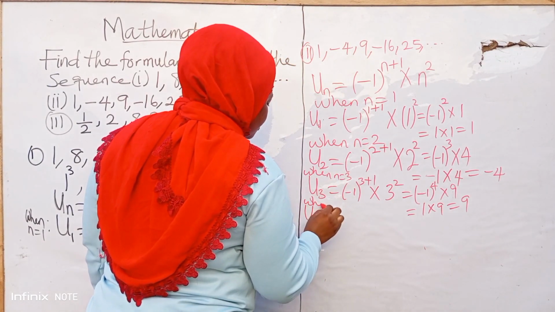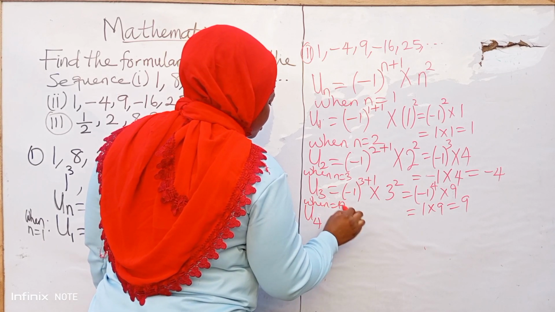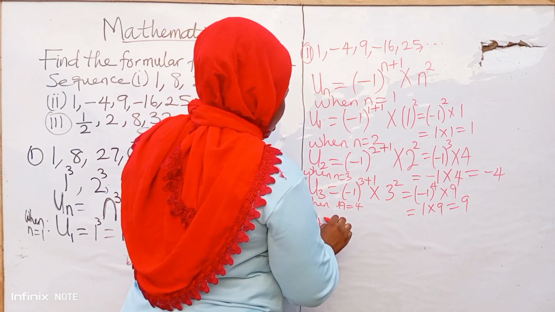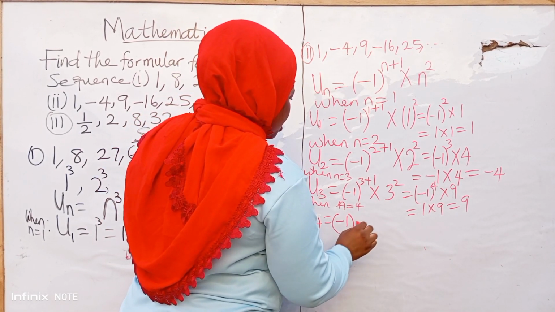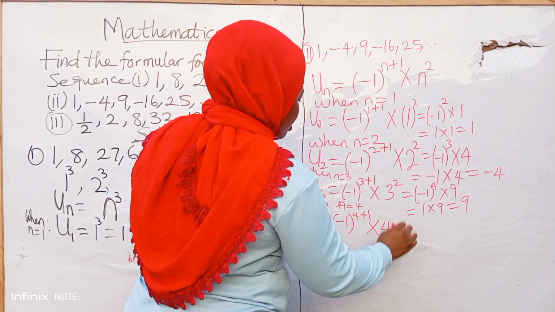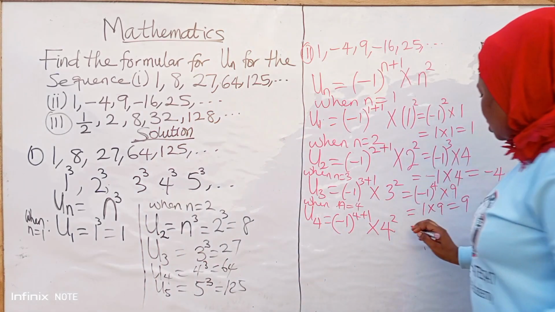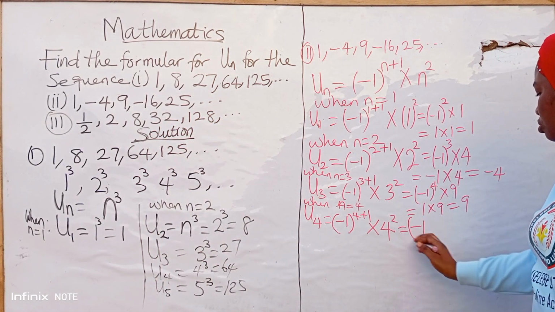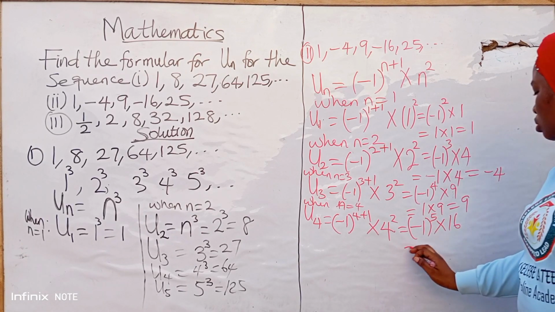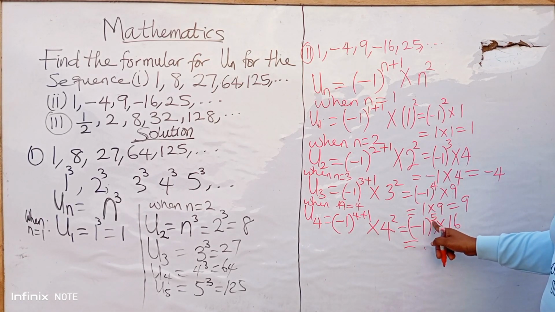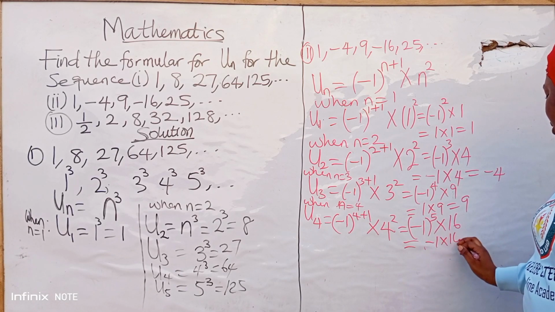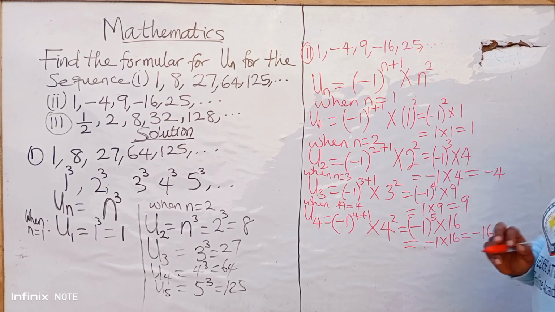When n is equal to 4, let's see what happens. I have minus 1 raised to power 4 plus 1, multiplied by 4 squared, is equal to minus 1 raised to power 5 multiplied by 16. Minus 1 raised to power 5 gives me minus 1. So minus 1 multiplied by 16 gives me minus 16.